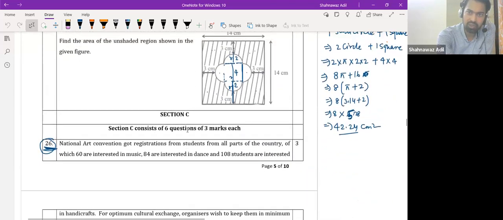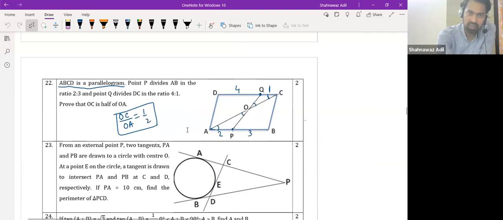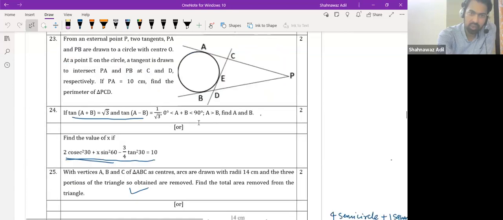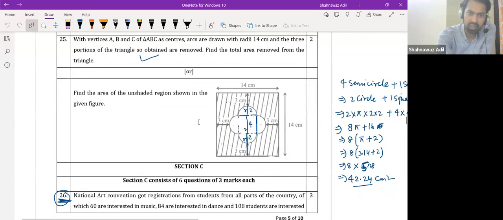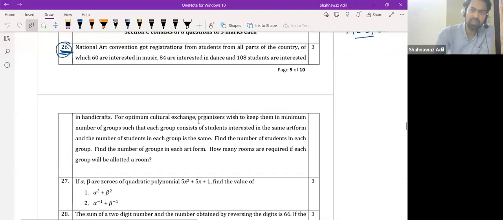Okay. So Hashid, you were not there in the doubt session, right? So what I will do is discuss this question. This question is of 3 marks, and this is from the first chapter, right?